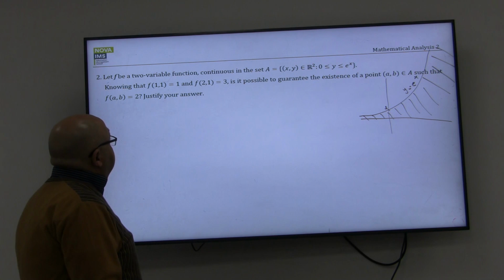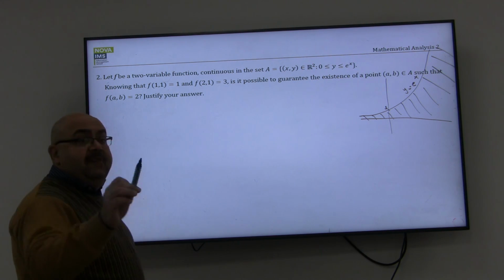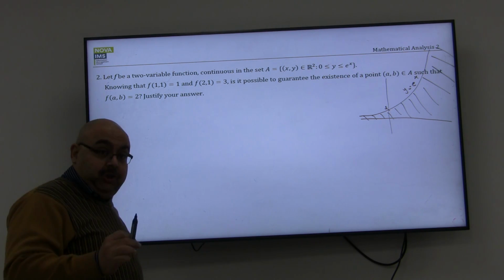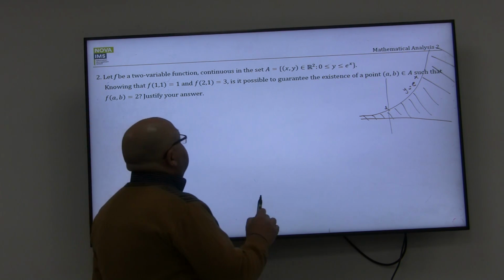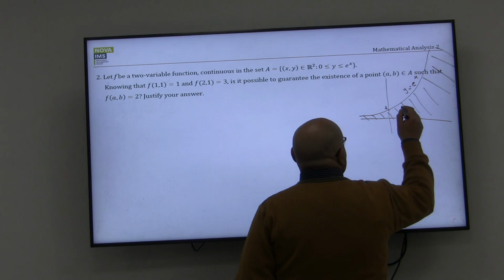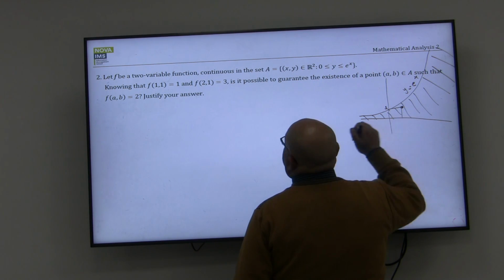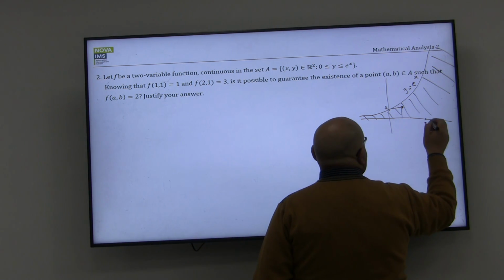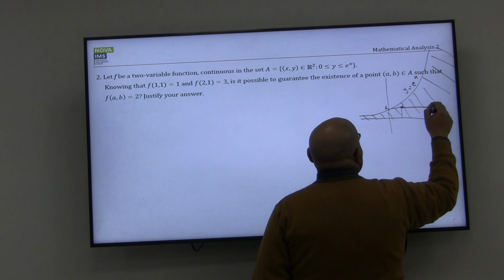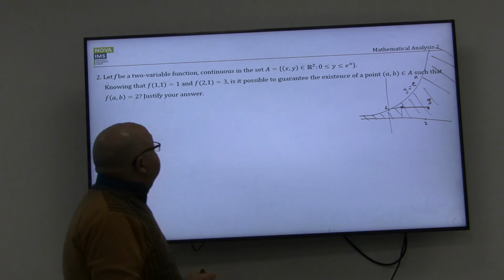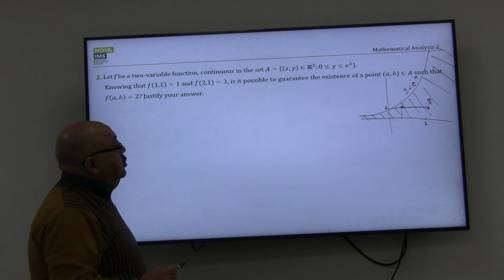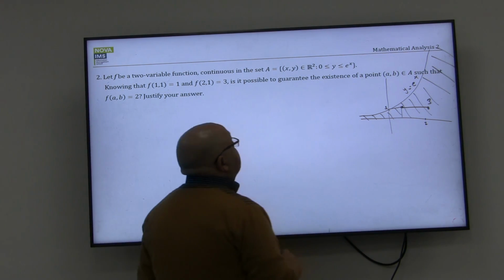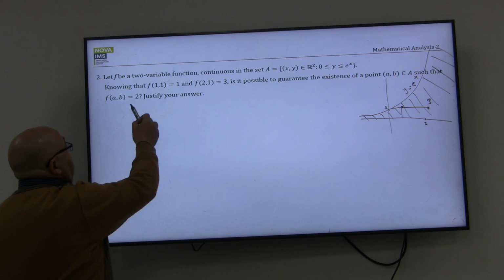So once more, this is the set. You don't have the function, but you have the values of the function at certain points. At the point (1, 1), so at x equal to 1 and y equal to 1, the value of the function is 1. And the value of the function at x equal to 2 and y equal to 1 is equal to 3. He is asking you, is it possible to guarantee the existence of a point in between these two points such that f equals 2?